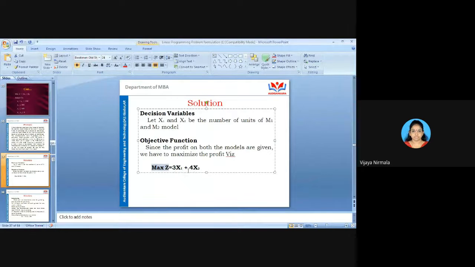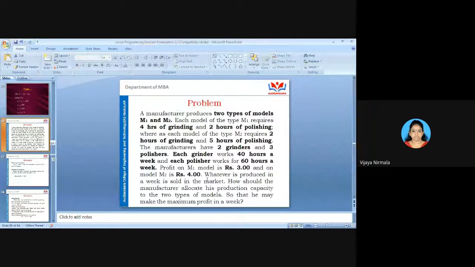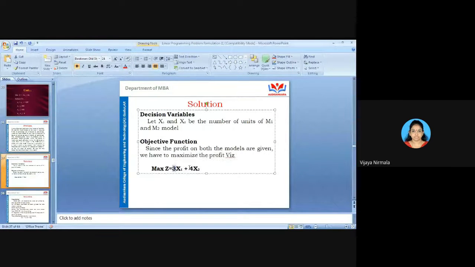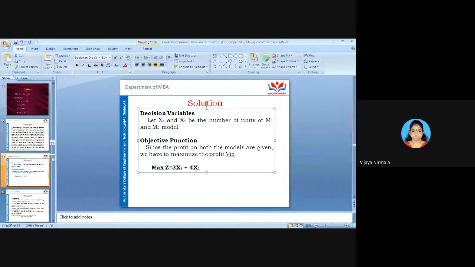x1 and x2 are the variables. What are this 3 and 4? Where did you get this 3 and 4? Already here they have given the profit of M1 is 3 rupees and the profit of M2 is 4 rupees. So this is what we have written. Maximize z is equal to 3 is the profit for x1, 4 is the profit for x2. We need to maximize the profits, that's why we wrote maximize z is equal to 3x1 plus 4x2. I think you understood.